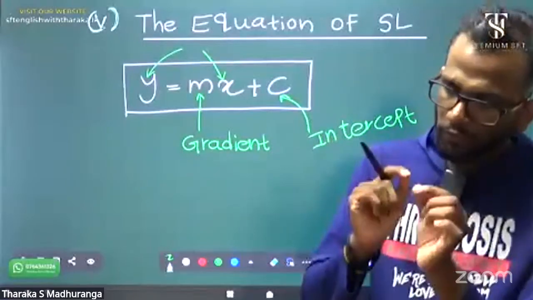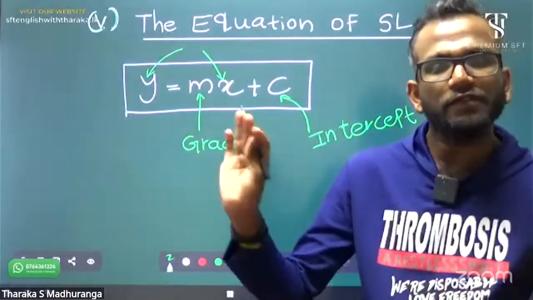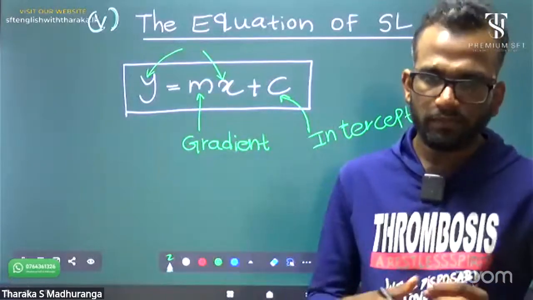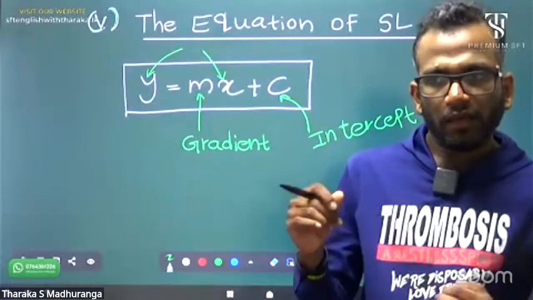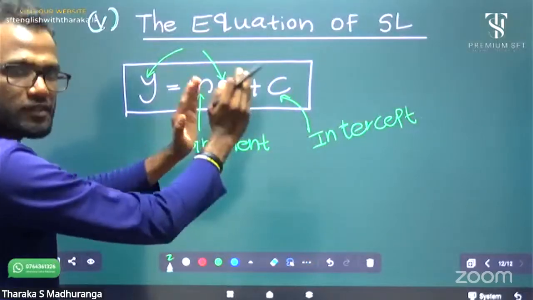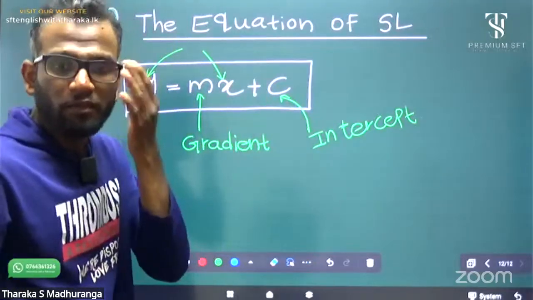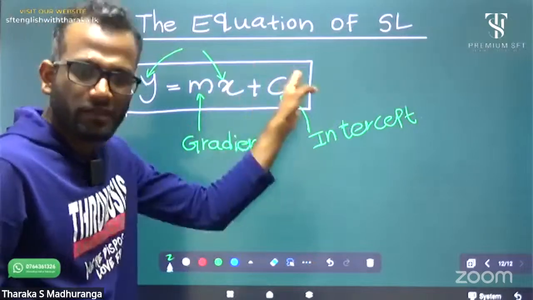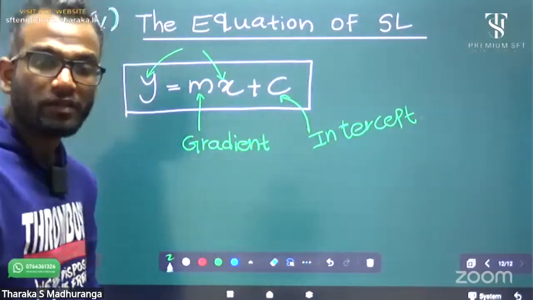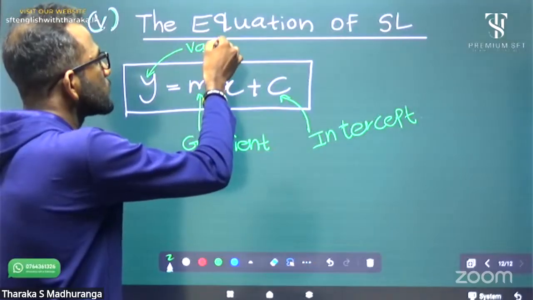If you go from point to point, the x and y values are changing. That's why we call x and y the variables. But the gradient and intercept for any straight line are constant, not changing. Intercept means the cutting point. The gradient is the same at any point on one straight line. But x and y values are changing, that's why they are the variables.